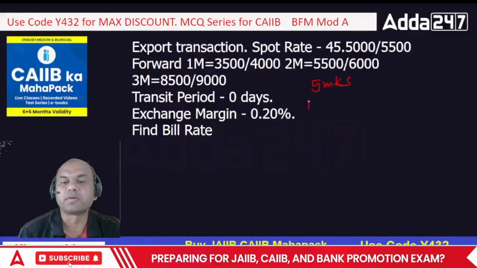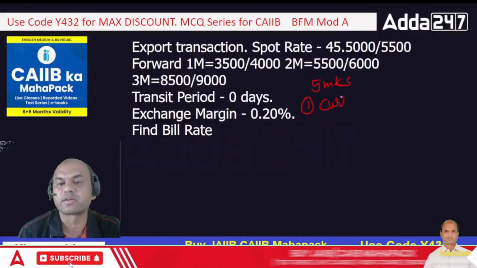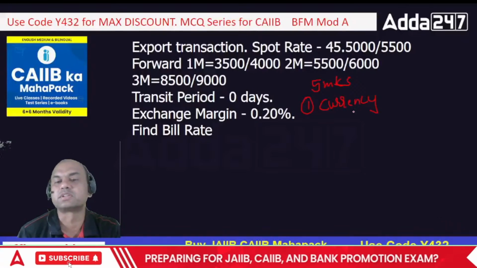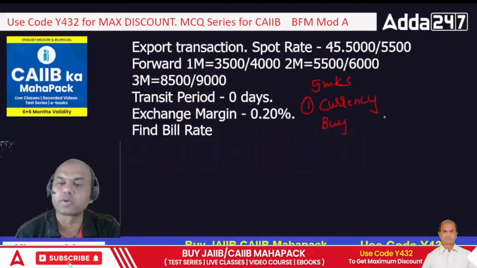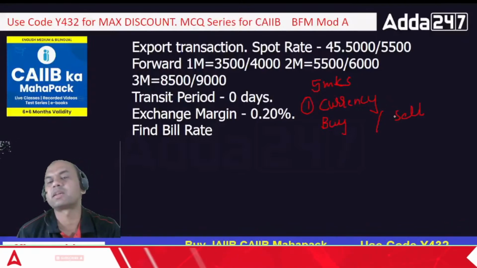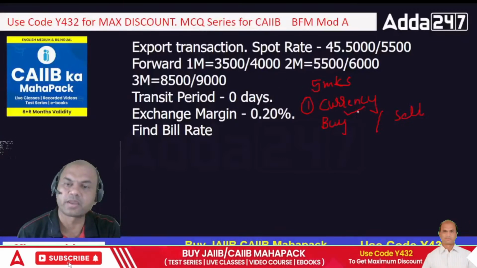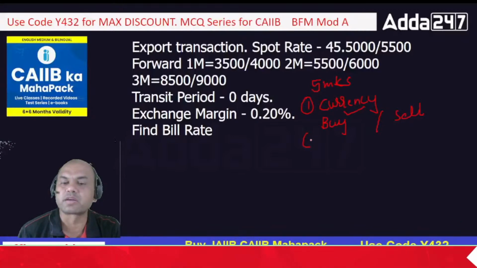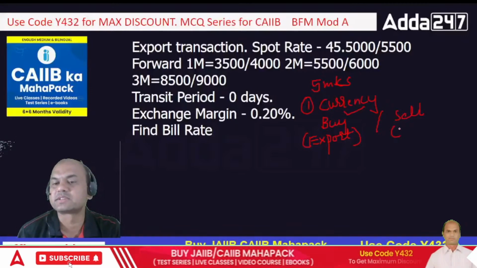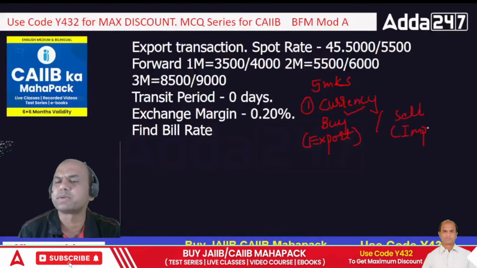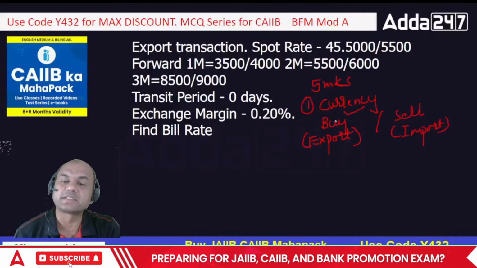Number one: what do I do, buy or sell currency? We are always dealing in currency whenever we solve any numerical, not with goods. So in export, do I buy or do I sell the currency? Remember this: it should be buy. Export means buy, and import means sell. This is the basic point you need to focus on always. So firstly decide buy or sell.